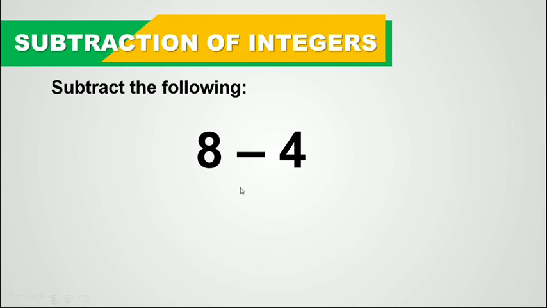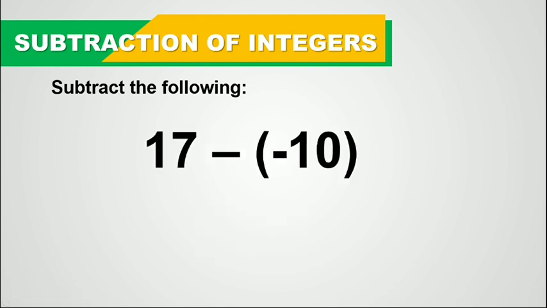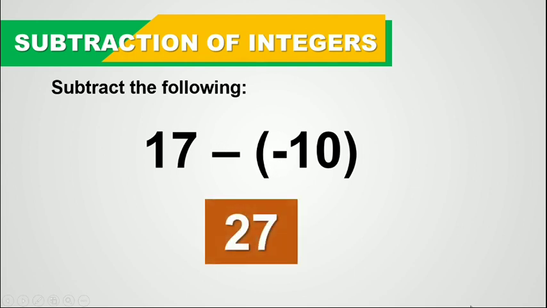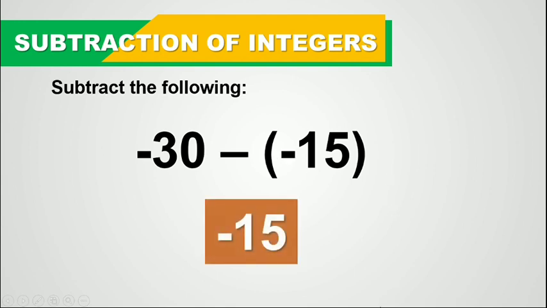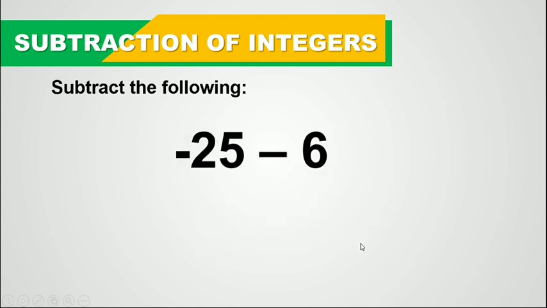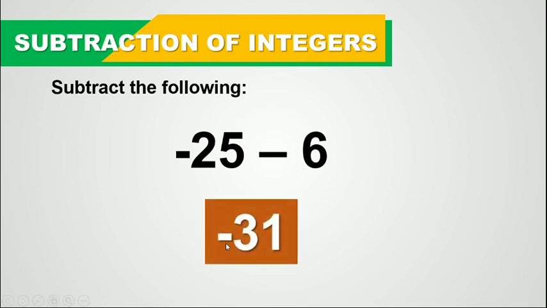Subtract the following. 8 minus 4 is 4. 17 minus negative 10. This becomes addition, right? So it becomes 17 plus positive 10, that's 27. How about this? Negative 30 minus negative 15. Both are negative, and then you subtract them. Therefore the answer is negative 15. Negative 25 minus 6 is negative 31. This becomes plus, and this becomes minus, so it becomes negative 31.